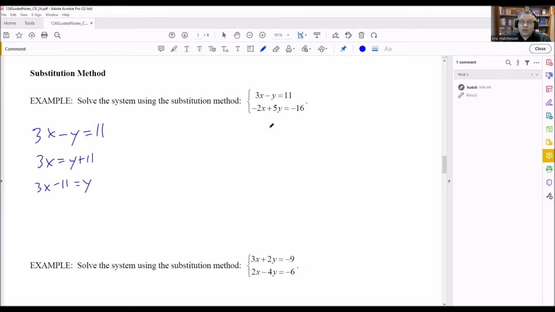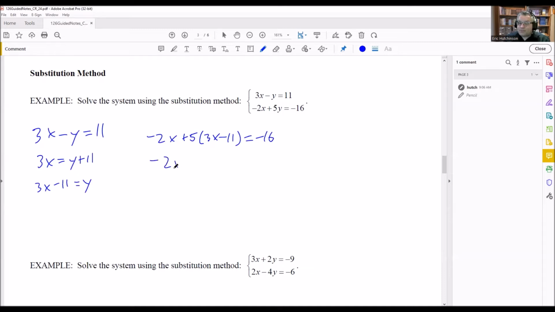Once you have that, you're then going to put it into the second equation. You don't want to put this back into the one you just used, otherwise everything is going to cancel out. You want to put it into the second equation. So we're going to do 5 times 3x minus 11. And now, by doing that step, you notice that x is the only variable. This is the whole idea. You want to eliminate one variable and just get one variable that you can solve for.